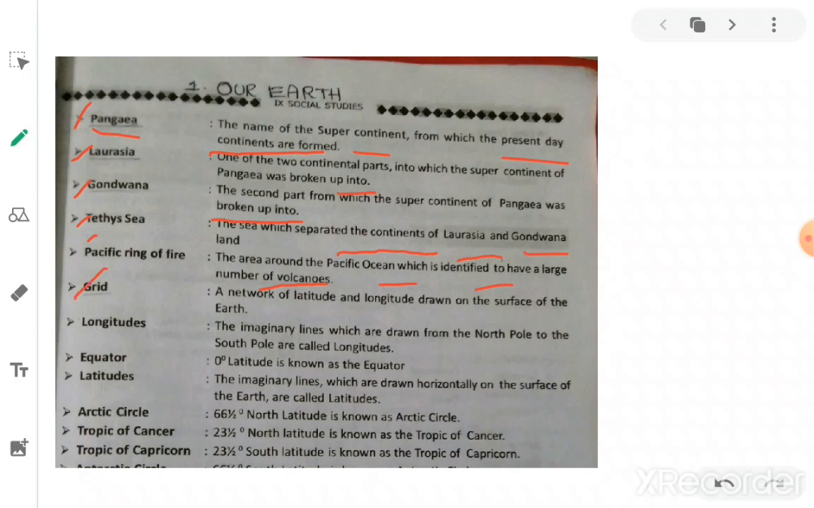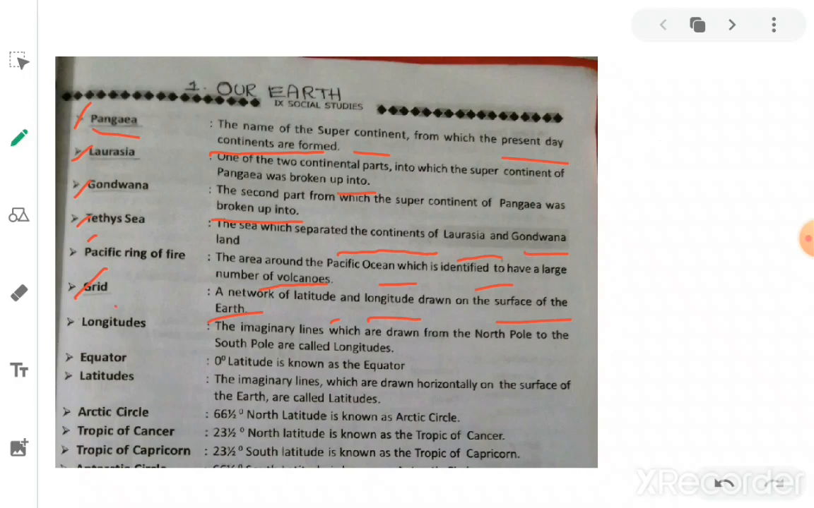Next one is grid. Grid means a number of items or things joined together. Here it is a network of latitude and longitude drawn on the surface of the earth. So we are drawing some lines, latitudes and longitudes, which are imaginary lines. These lines are interconnecting each other and it is called a grid. About these latitudes and longitudes, I will explain separately in this lesson.